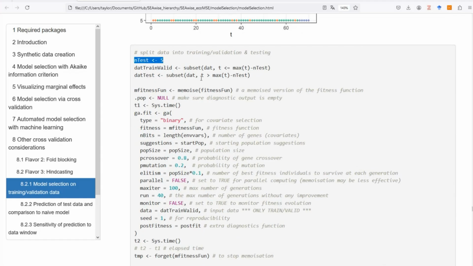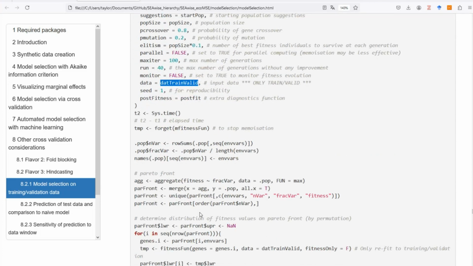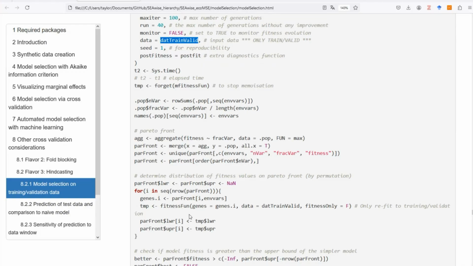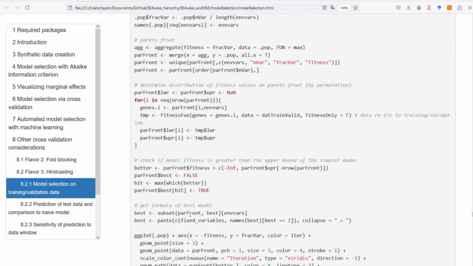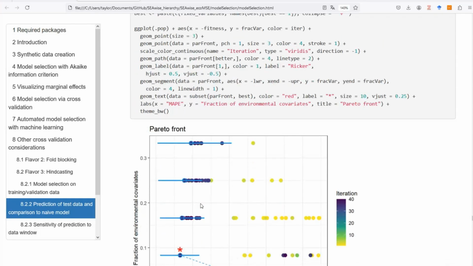I've just defined how many data points I'm going to hold out for the testing phase, and I divide the rest of the data up into the training and validation and the test data. I run the same model again on just the training and validation data set. Otherwise, I think it's exactly the same. And look at what comes out then on the Pareto front. If you run this, it should be even a little bit quicker.